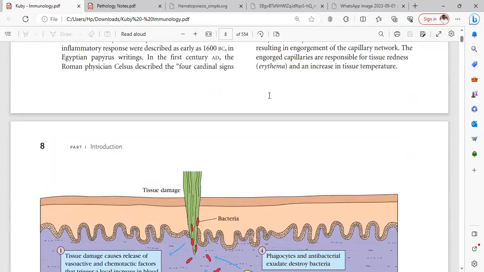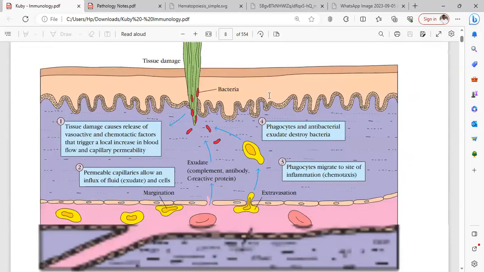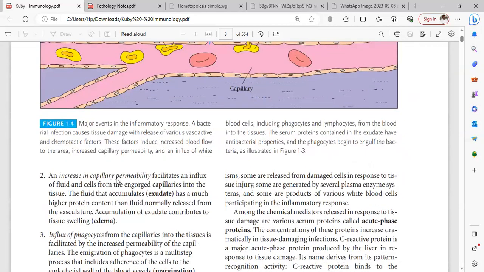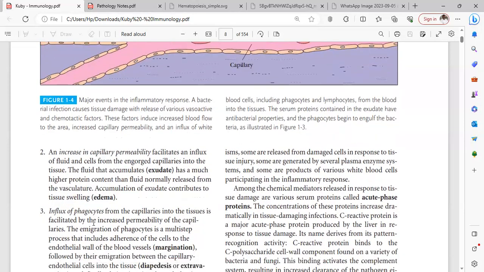Then after vasodilation, you go to an increase in capillary permeability. This will lead to accumulation of fluid and cells in the already swollen capillaries. The fluid that accumulates will lead to tissue swelling, which is edema. That's also another cardinal sign of inflammation.